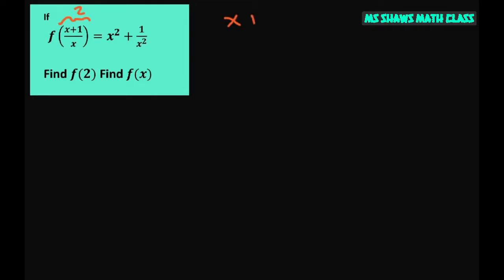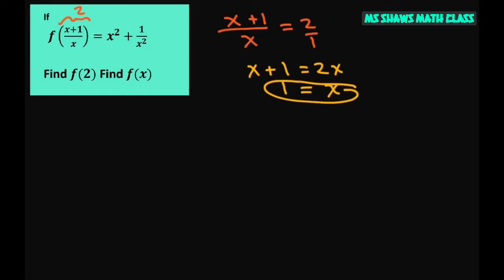We'll have (x plus 1)/x equals 2. Now, when you cross multiply, you get x plus 1 equals 2x. Subtract the x from both sides so you get 1 equals x. So what I'm going to do is plug this 1 in all of these x's. Not the 2, but the 1.